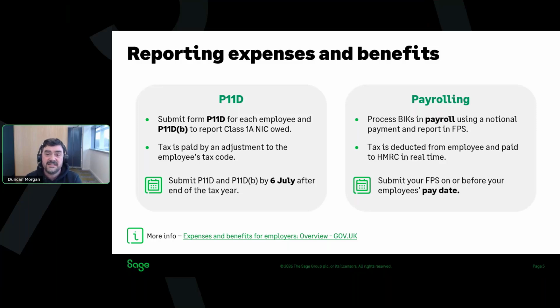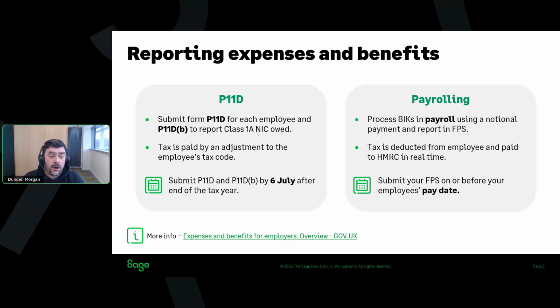Payrolling, on the other hand, is done in real time. This is when you process your BIKs through your payroll software. You'd be using a notional payment rather than a standard pay element because it is a non-cash item, and that will enable you to deduct the tax that's owed on that amount and report that in your FPS. So with a P11D, the tax is paid by the employee via an adjustment to their tax code. When you're payrolling benefits, the tax is deducted from your employee on their payslip, and that is paid over to HMRC in real time. And as you'll know, the deadline to submit an FPS is on or before your employee's pay date.